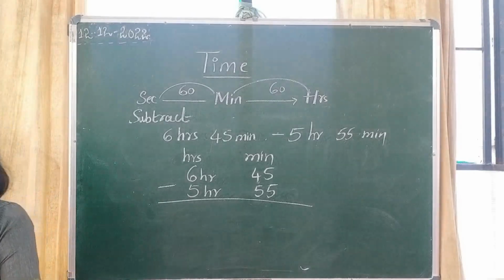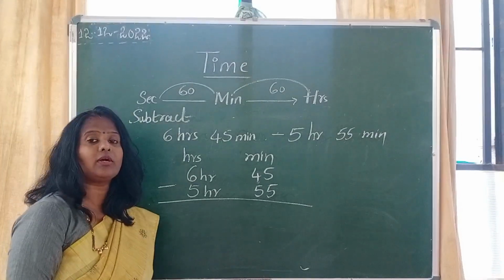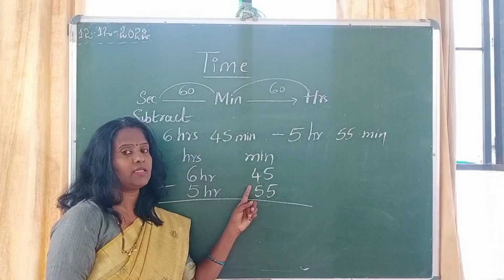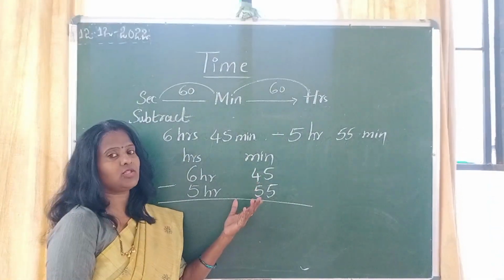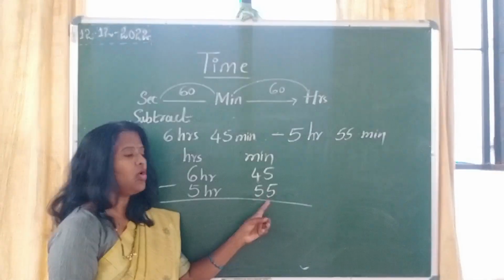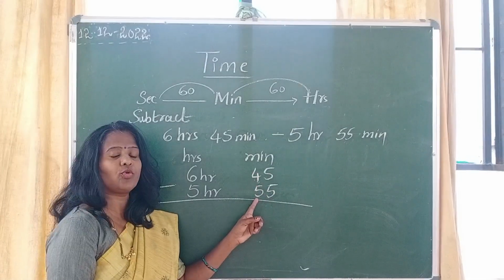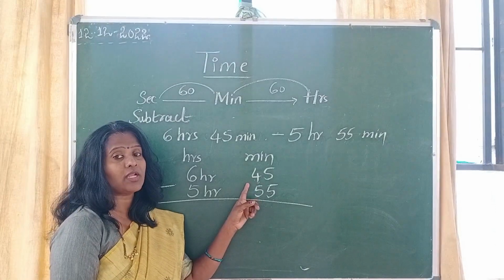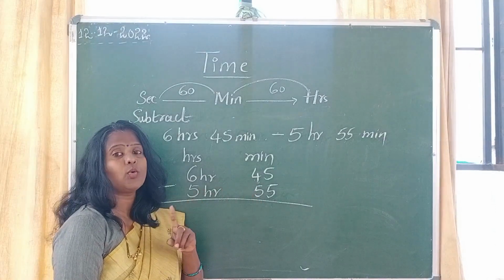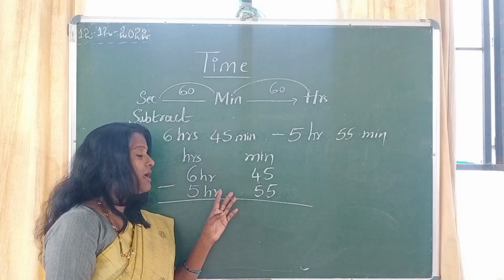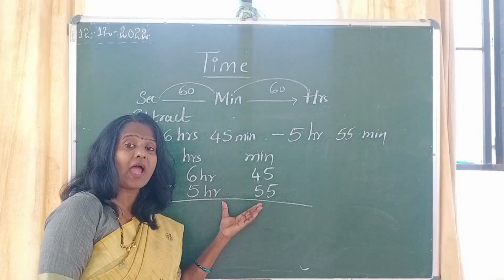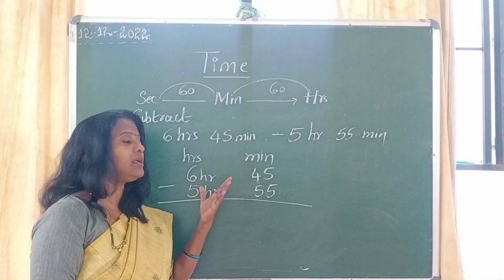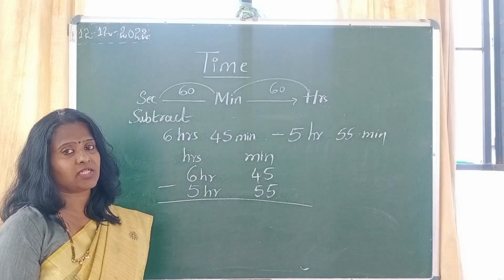So generally, if you can't subtract, we will take one carry here. As usual, subtraction is 5 minus 5, 0. 4 in 4, if you can't subtract 5, we will take one carry and it will become 14. No, here we cannot do like this because this is not a number, this is a time. We are subtracting the time. So according to that measurement only we have to subtract here.